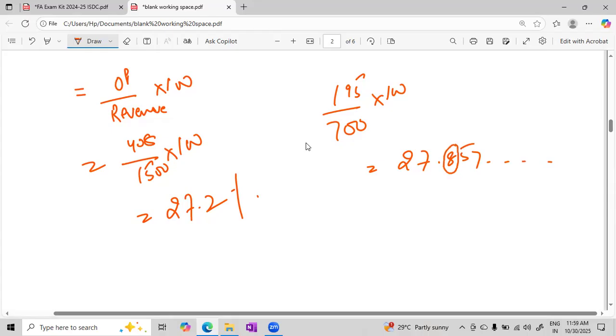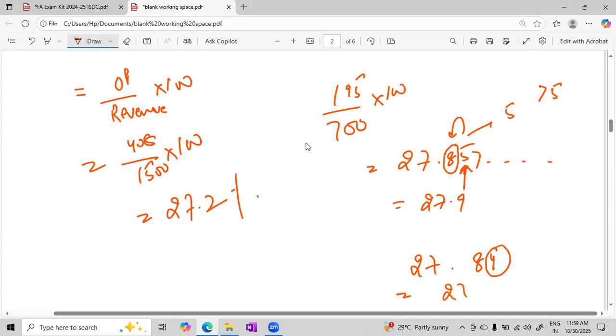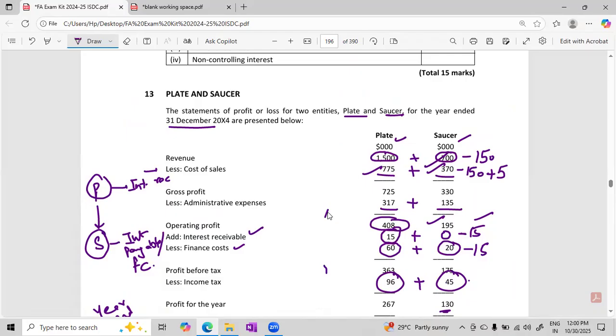Over here, at the hundredths place, if this number is 5 or greater than 5, then we add 1 to the previous digit. Since this is 5 or more than 5, I'm going to add 1 here. So my answer would be 27.9%. If it had been 27.84, this number is less than 5, so I would have written my answer as 27.8%, and I would not add 1. That's how we do rounding off.